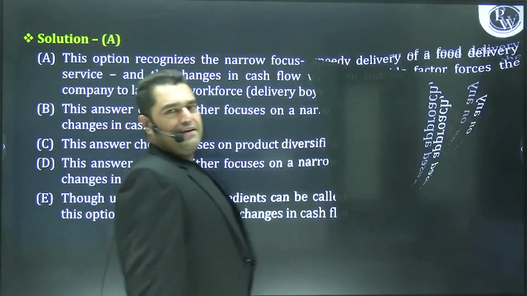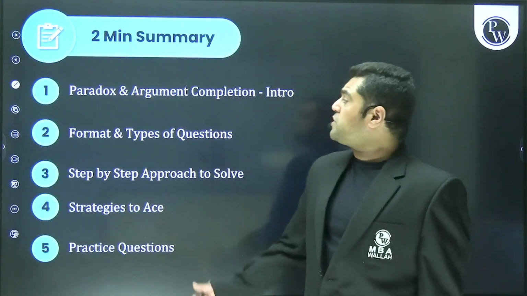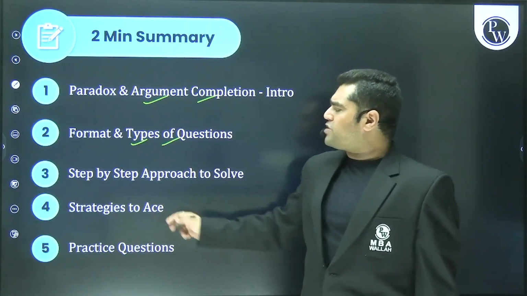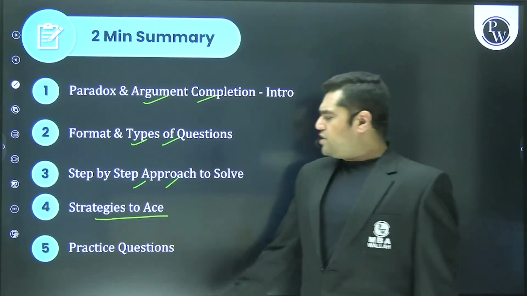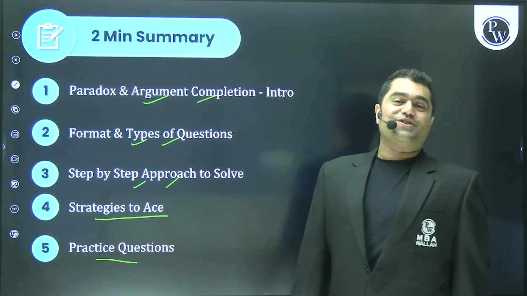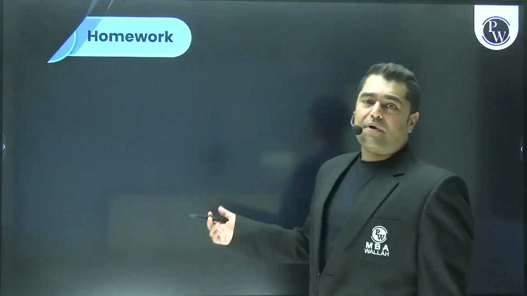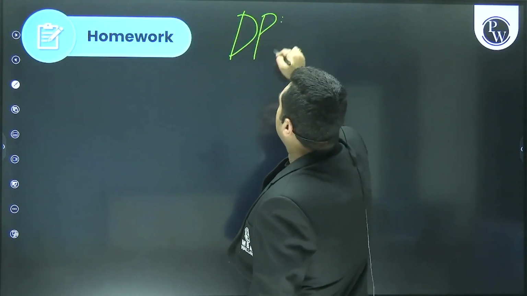So people, with this, okay? We come to the end of today's session. I hope it was useful. We did paradox, argument completion. We did the format, types of questions, a step-by-step approach to solve 100%. We discussed killer strategies to ace it, and we did lots of practice questions. With this, okay? People, don't forget, today's homework will 100% remain. You will solve the awesome DPPs that are there along with this.